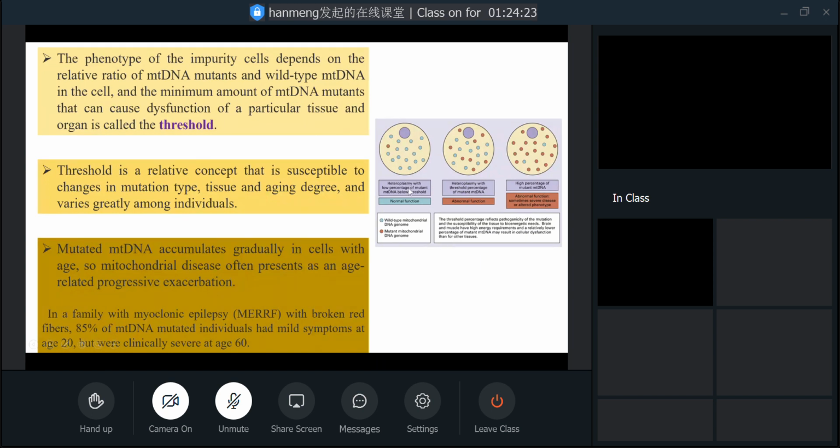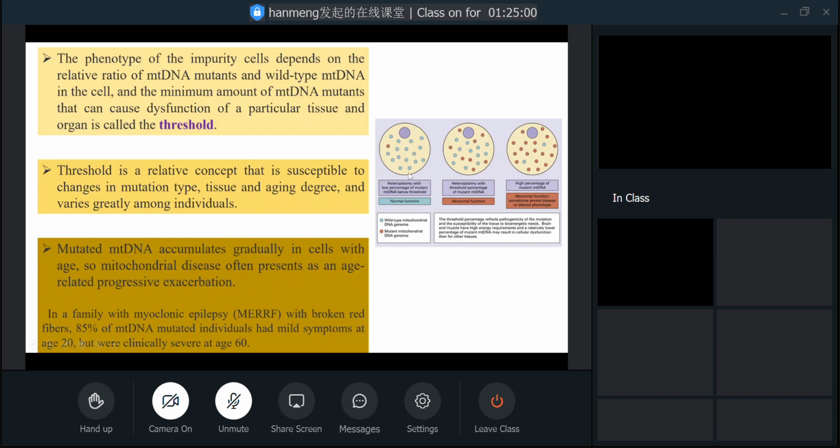So the heteroplasmy with low percentage of mutant mitochondria below threshold, the cell or the organ has normal function. And if the heteroplasmy has threshold percentage of mutant DNA, it will have abnormal function. And if it is a high percentage of mutant DNA, it will have abnormal function, sometimes severe disease or altered phenotype.